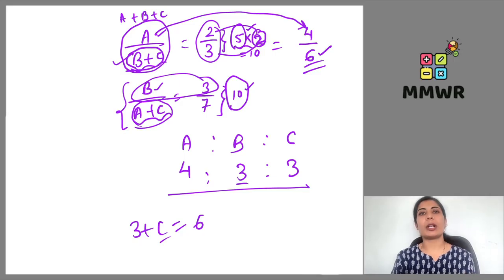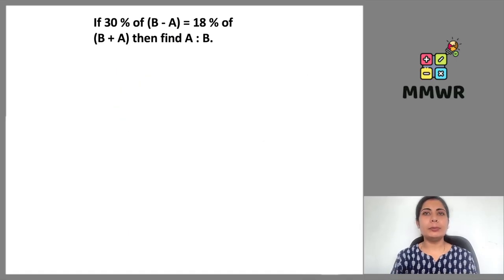So this is one of the shortcut ways. For now I just explained it to you. Once you have practiced enough, it will not take that much time, believe me. Okay, let's move to the next example.